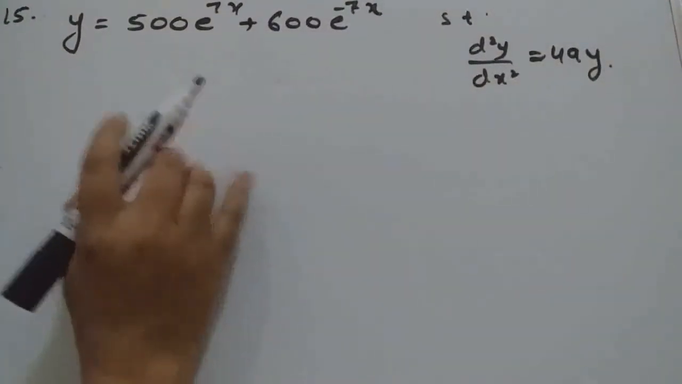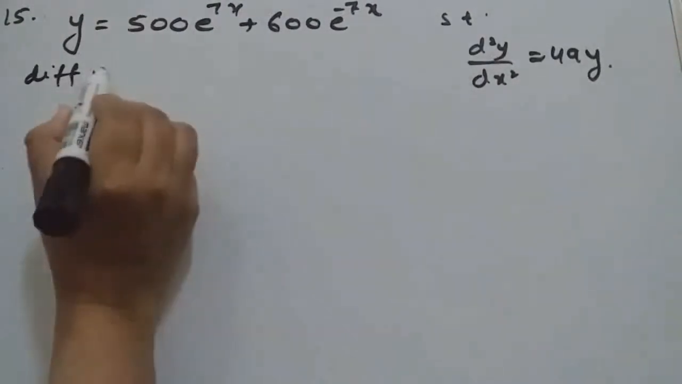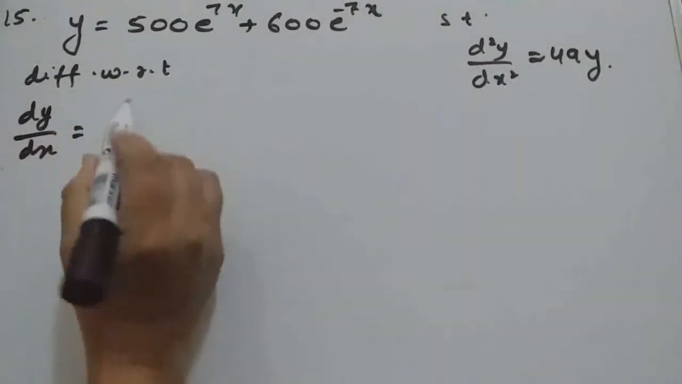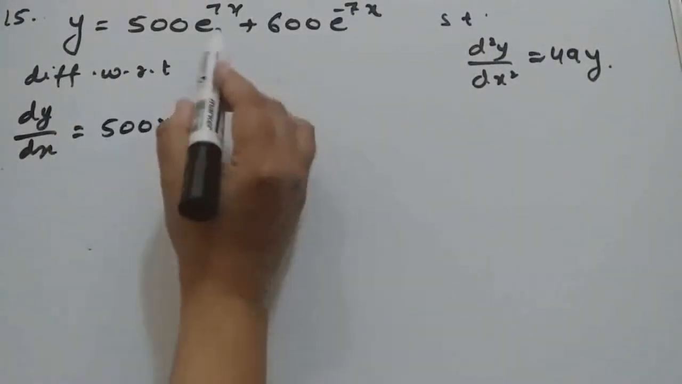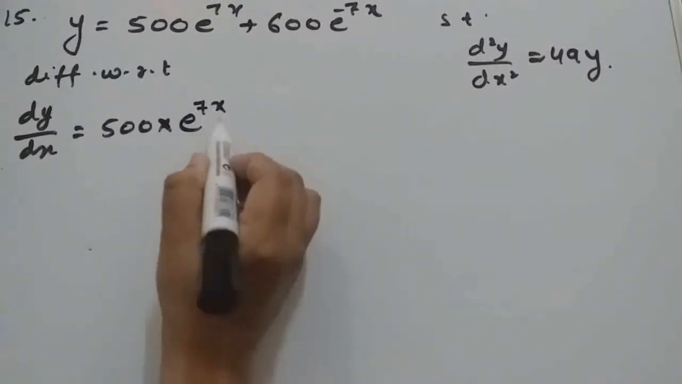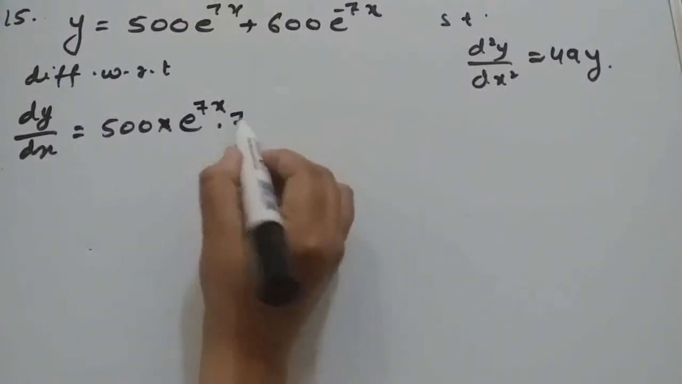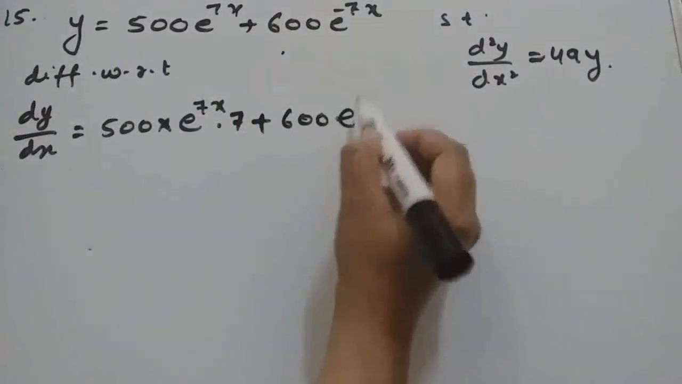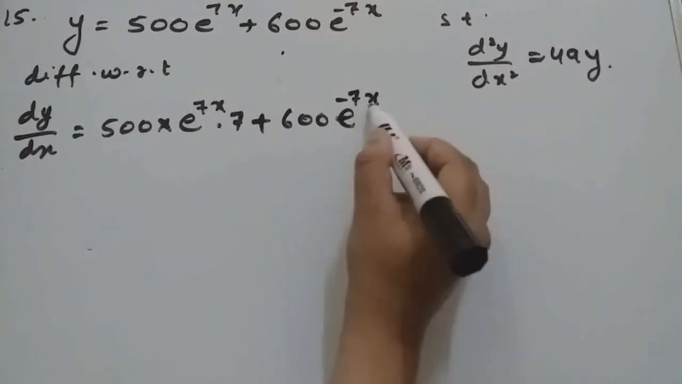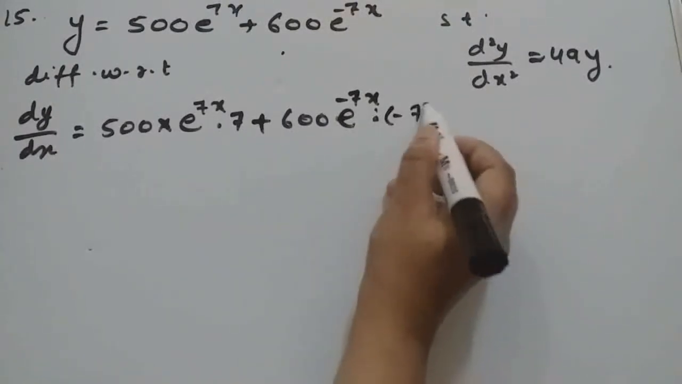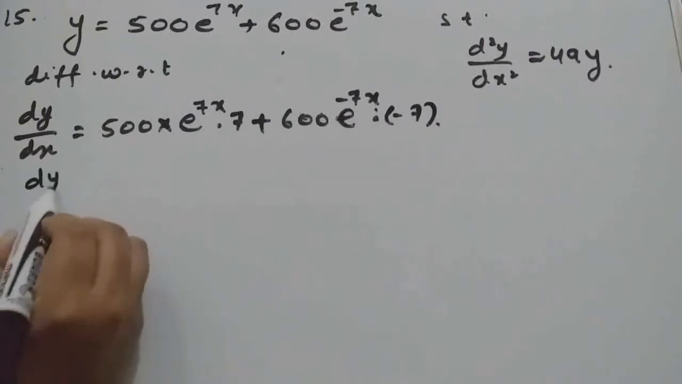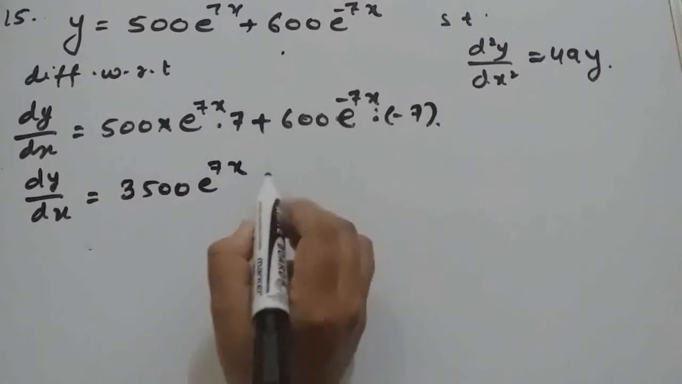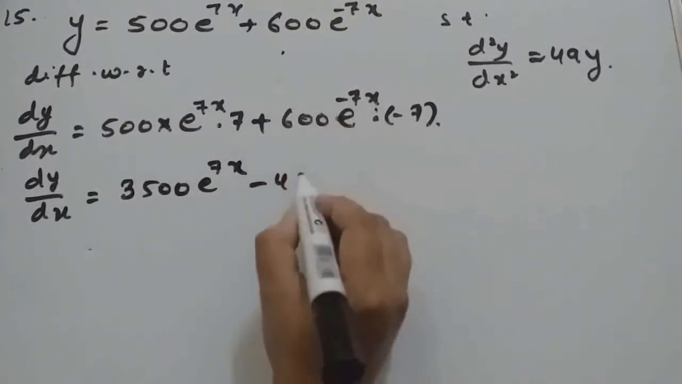Question 15. So differentiate with respect to x. So dy/dx will be, see 500 is the coefficient, the derivative of e^(7x) is e^(7x), then the derivative of 7x is 7. Here also 600 is the coefficient, the derivative of e^(-7x) is e^(-7x), and then the derivative of this is -7. So dy/dx we can write plus, minus times minus will come.